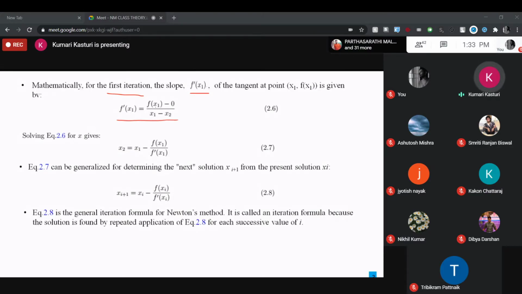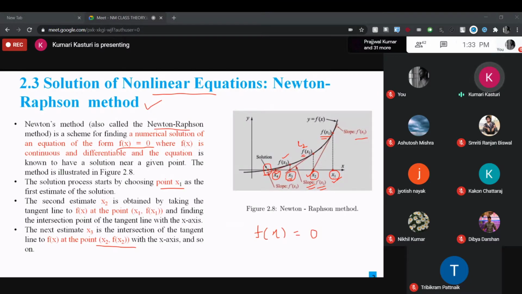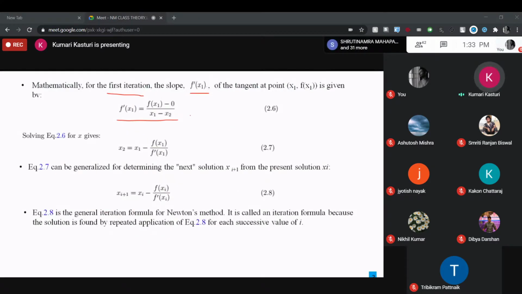So f dash of x1 is the tangent at x1 of f of x1, which is given by f dash of x1 equal to f of x1 minus 0 divided by x1 minus x2, that is, y2 minus y1 divided by x2 minus x1. These are the points x1, x2. The function values are f of x1, and here the function value is 0. So f of x1 minus 0 divided by x1 minus x2 is nothing but the slope of this line. Is that clear? Am I clear up to this equation 2.6? Everyone?